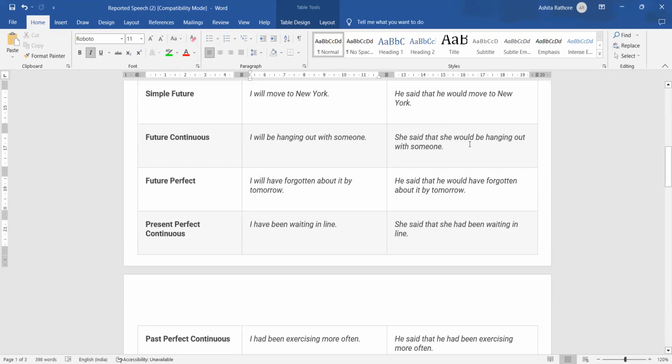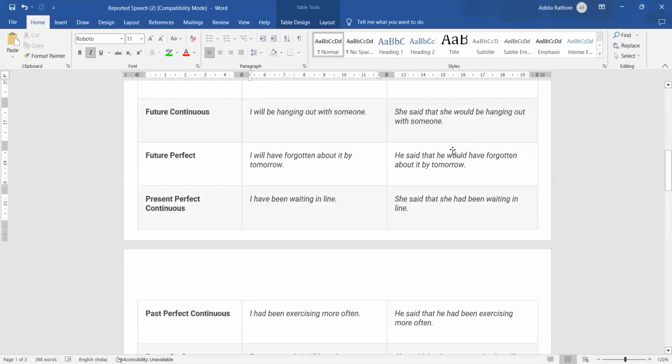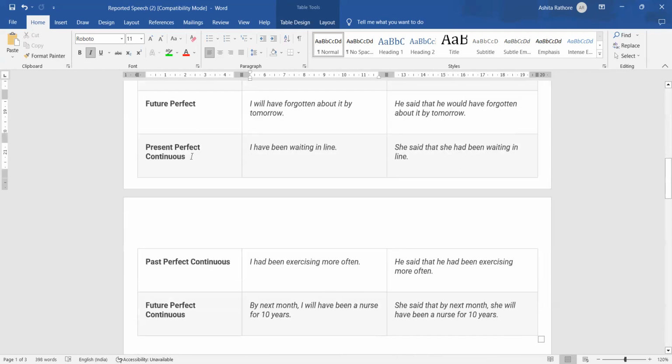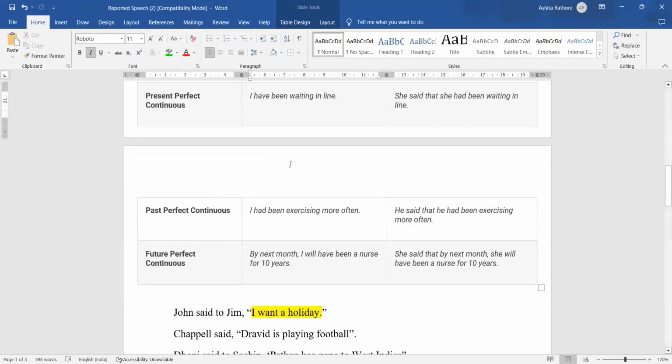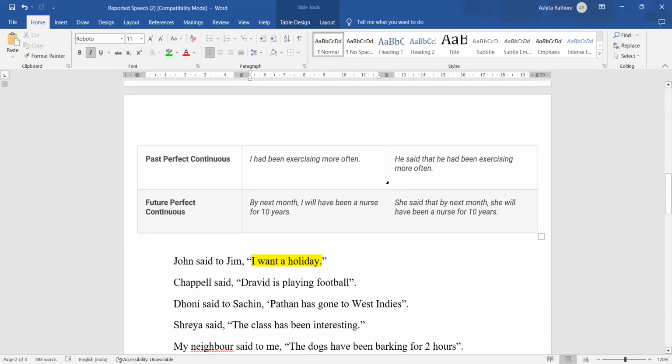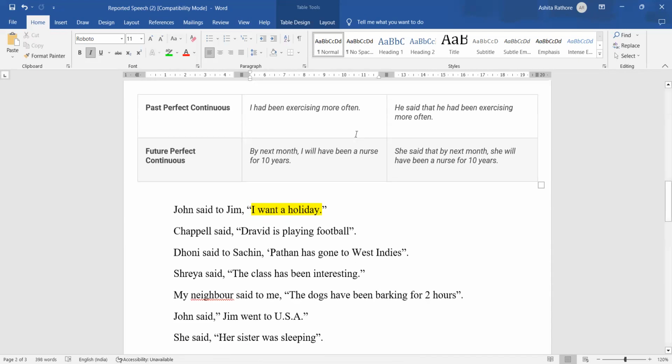Look at simple future, future continuous, future perfect. What is future perfect turning into? Again, conditional, present conditional. Present perfect continuous has converted to past perfect continuous. Very good. Past perfect continuous remains the same. Future perfect continuous remains the same.